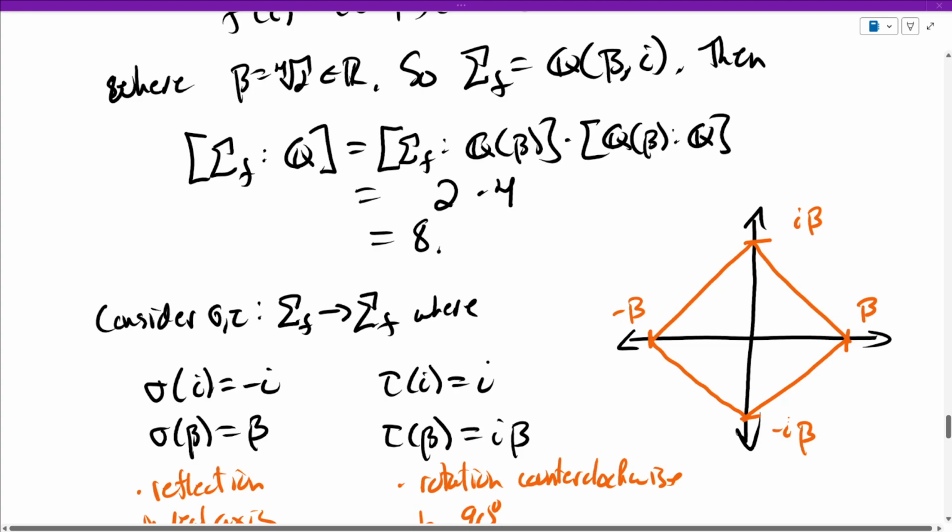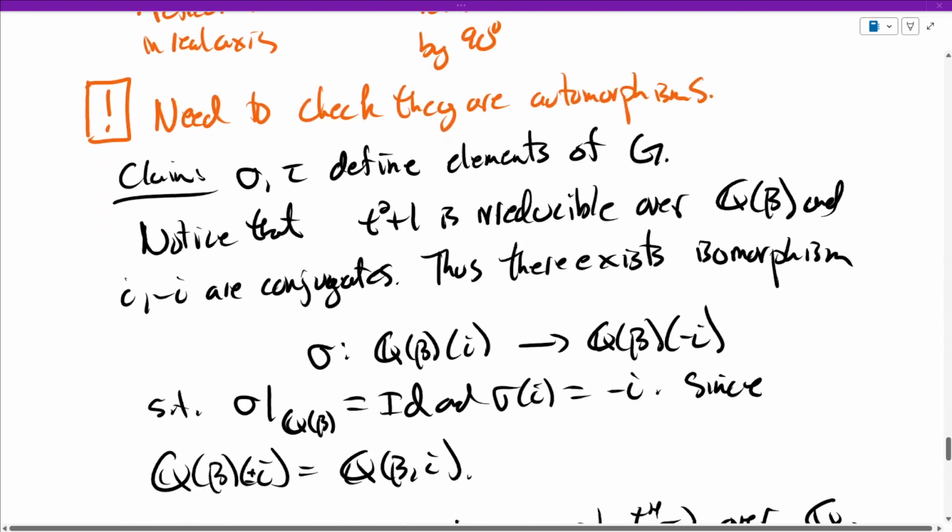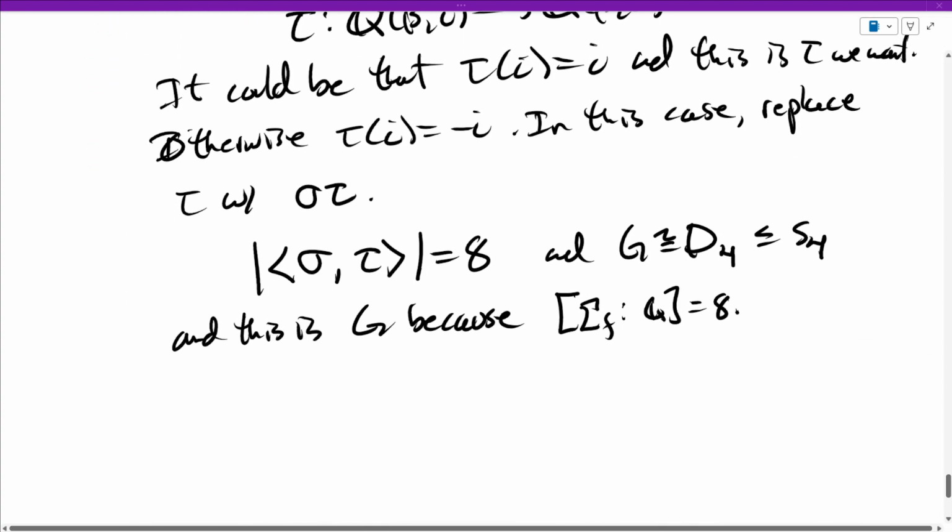One is reflection and the other is rotation by 90 degrees. And so we called sigma, I think I swapped these from the book. I think the book calls sigma rotation and tau reflection, but whatever, it doesn't matter. So sigma was reflection in the real axis and tau was rotation by 90 degrees, and we went through and proved that sigma and tau define automorphisms. They actually give you all of the Galois group. And if you remember your group theory, that's telling us that G is isomorphic to D4 as a subgroup of S4.